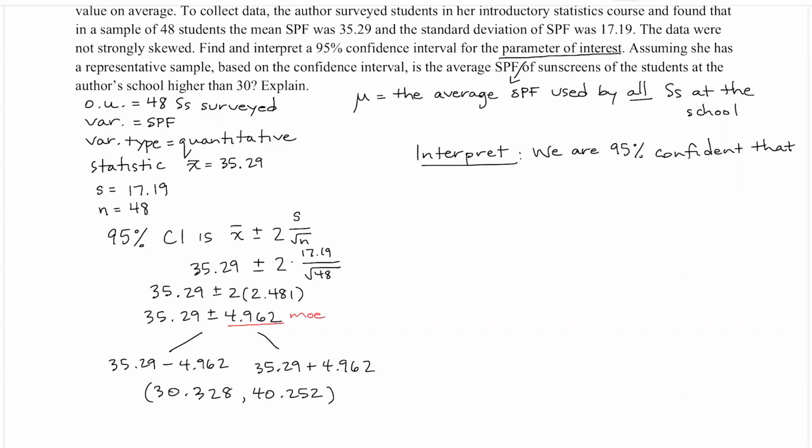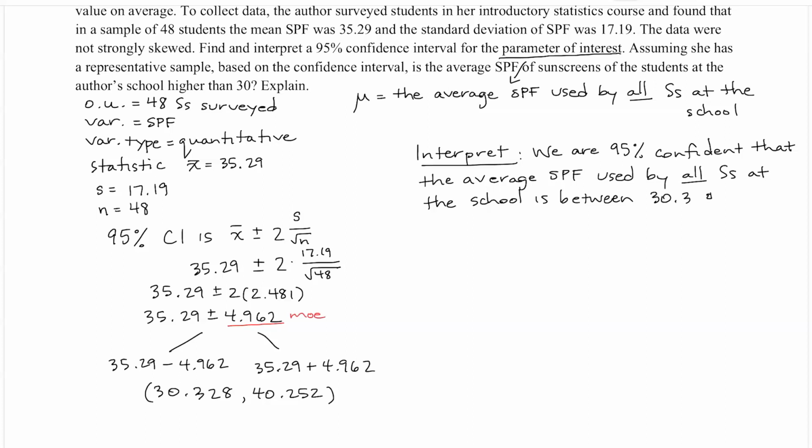Here's where figuring out what the parameter of interest was is important, because now we want to write that down, because that again is what we are estimating with our confidence interval. We are estimating plausible values for the parameter. So we are 95% confident that the average SPF used by all students at the school. So again, this interval is about the all and not the small. It's not about the sample, it's about the whole population.